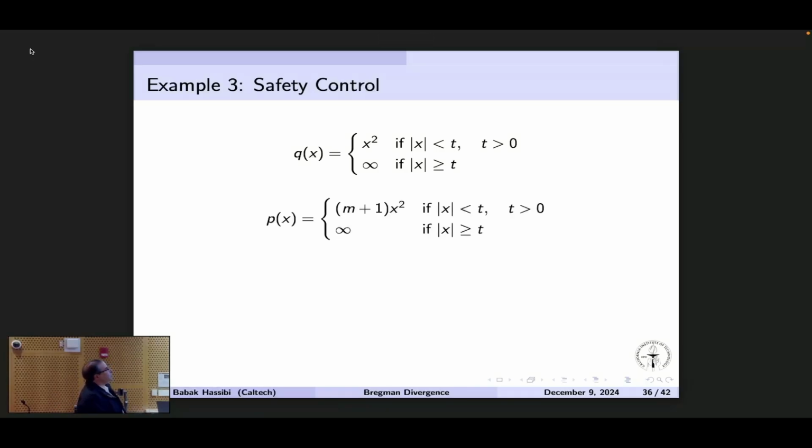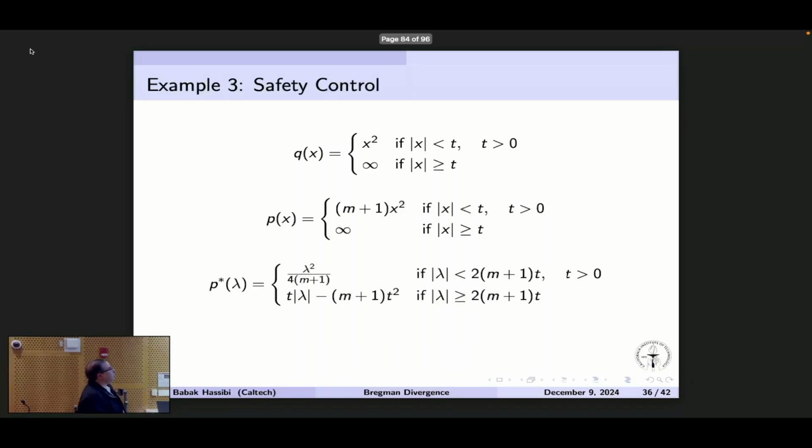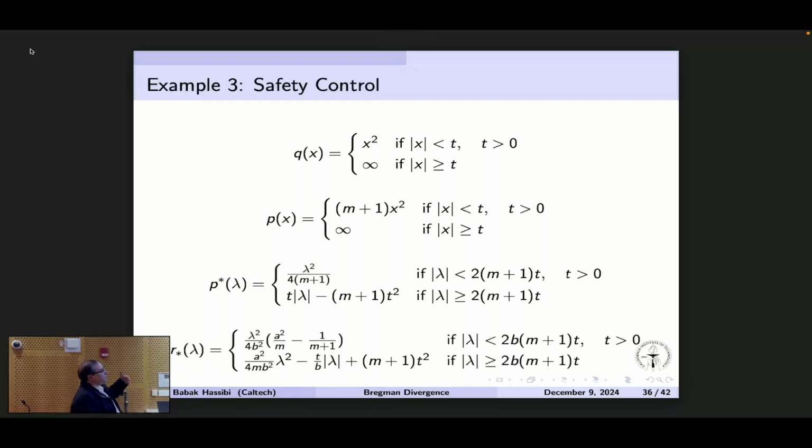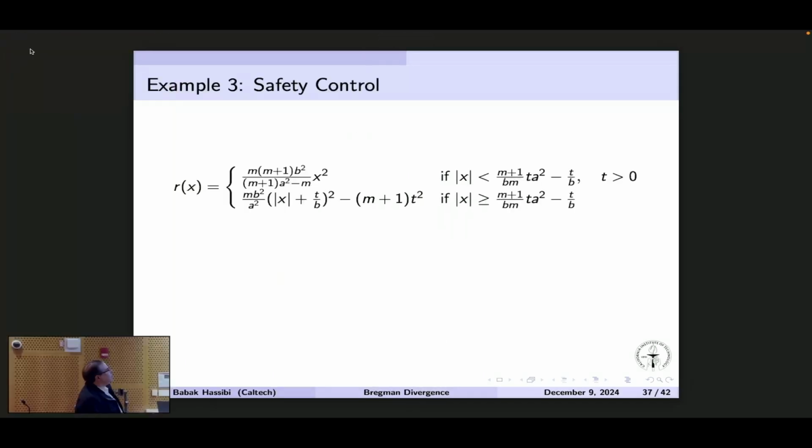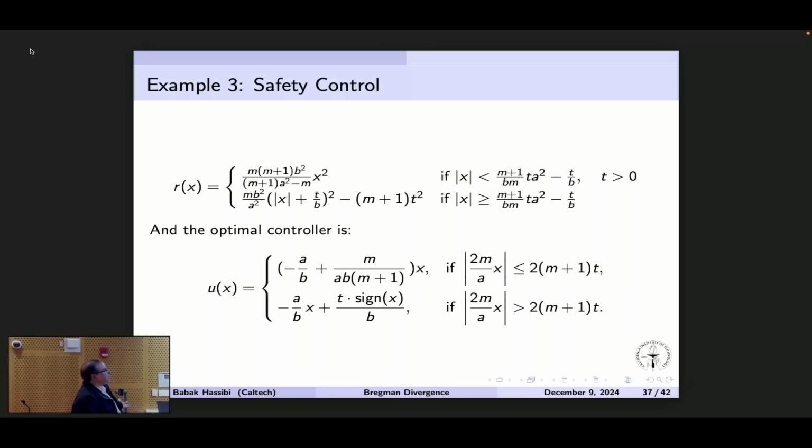So if this is q, p was m plus this thing, so it's this object. P star, you take the Fenchel dual, it's this object. R star, P star plus R star was a quadratic, so you can find R star, it's this object, who cares? And then if I take the gradient of this thing, well, that's the R, if you want to know what the R is. But you can get the optimal controller. So this is the controller. Again, it's piecewise linear. I would not have guessed this without this machinery.